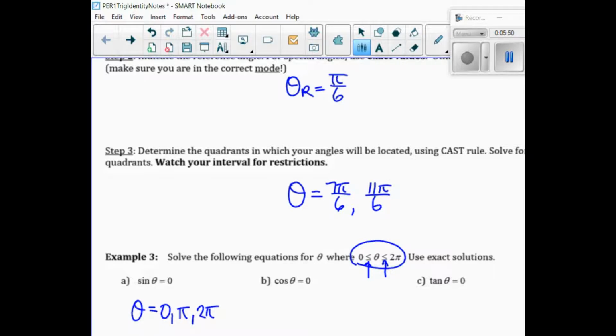Where is cos 0? Well, cos is 0 where x is 0 at the top and the bottom. So that would be pi over 2 and 3 pi over 2. Where is tan 0? That would be where sine is 0 or where your y values are 0. So that would be the same answer as A, 0, pi, 2 pi.